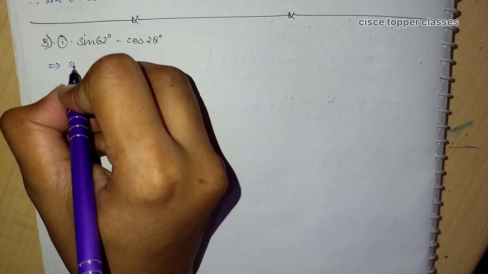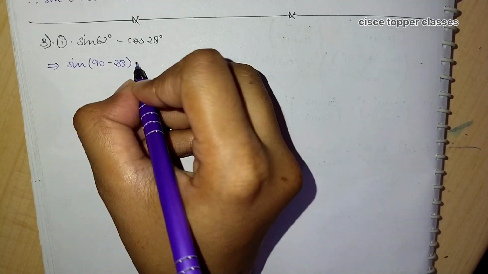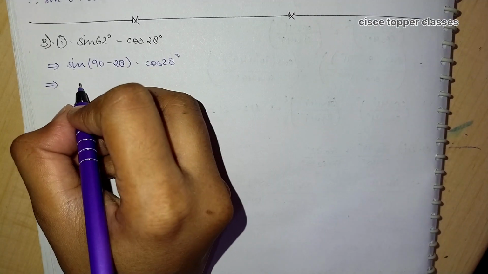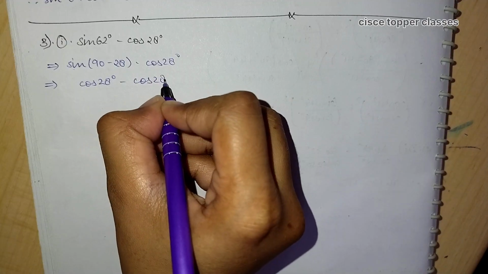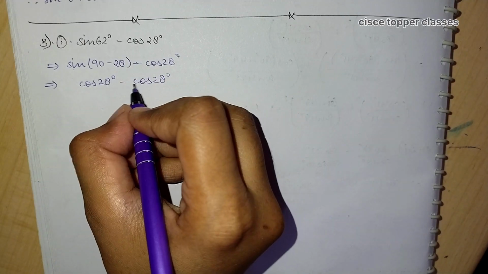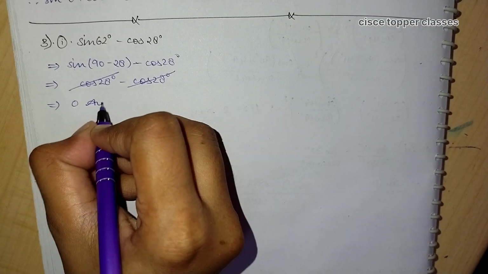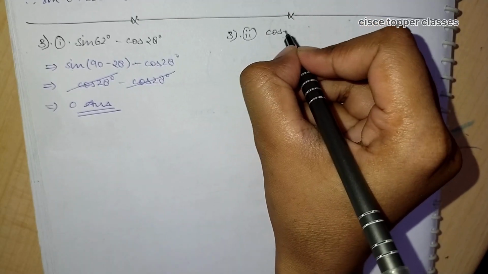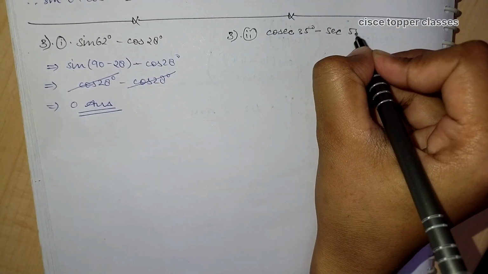So this part we can write as sin(90 - 28) minus cos 28 degree. So sin(90 - theta) is cos theta, so it will be cos 28 degree minus cos 28 degree. So plus cos 28 degree minus cos 28 degree will be cancelled out here, and 0 is the answer in the first part here. Now solve question number 3 second part, which is cosec 35 degree minus sec 55 degree.